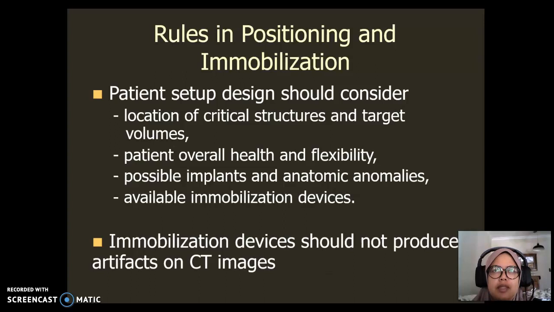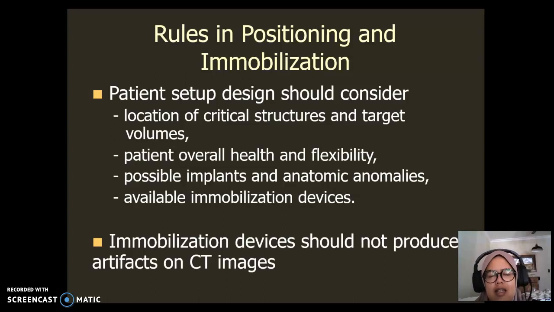When you do the setup of the patient, even though it's something that you commonly do every day, for every single patient you need to realize that each of them is different. So you need to equip yourself with the knowledge of the location of critical structures and target volumes for this type of patient. And because each patient is unique, you need to know the patient's health and flexibility, because not all patients will be flexible enough. If there are any implants or anatomy anomalies, like if the patient has kyphosis or lordosis, then you need to take that into consideration.